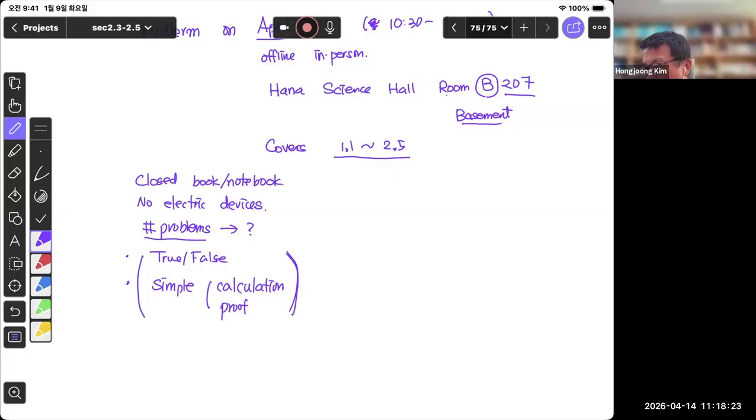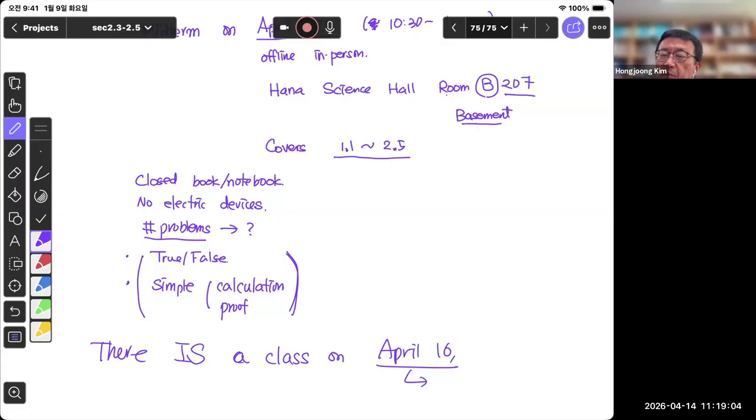And next time, on April 16th, I will show some sample problems that some students are asking for. Sorry, not the 23rd, on April 16th. Those are sample problems from the past, but they may be modified in this coming exam. So I will show you some sample problems.